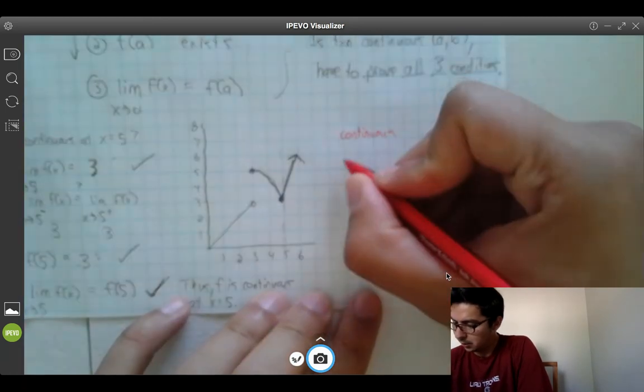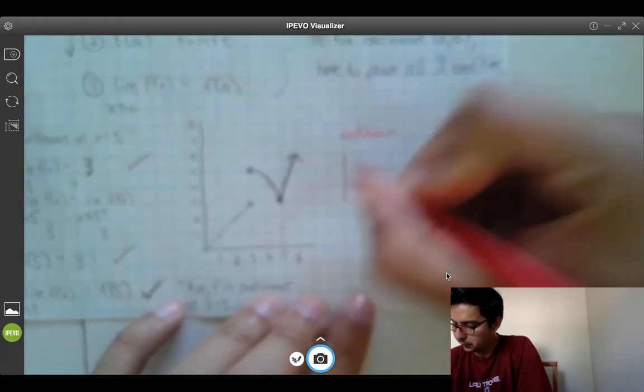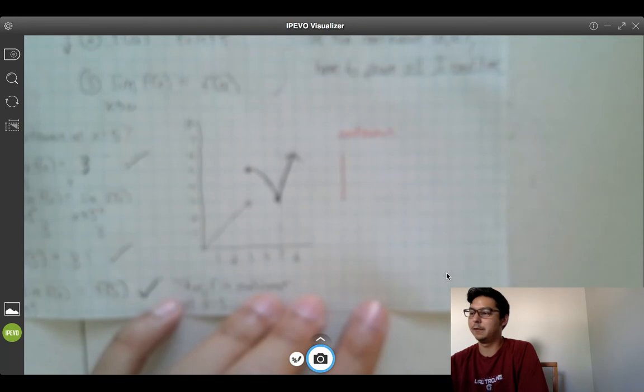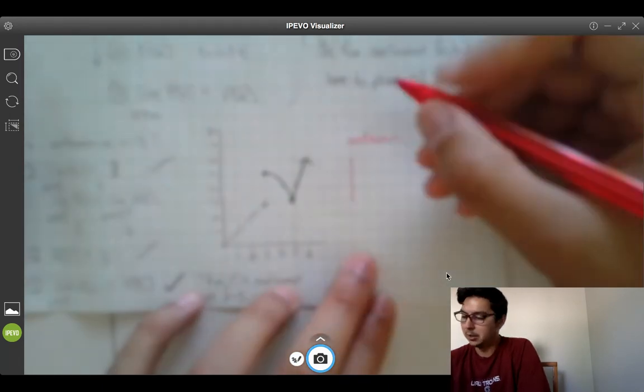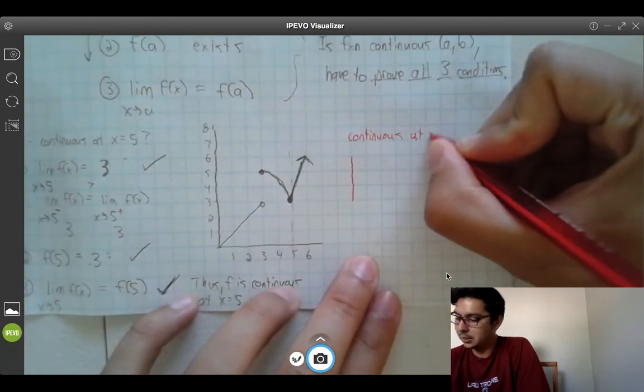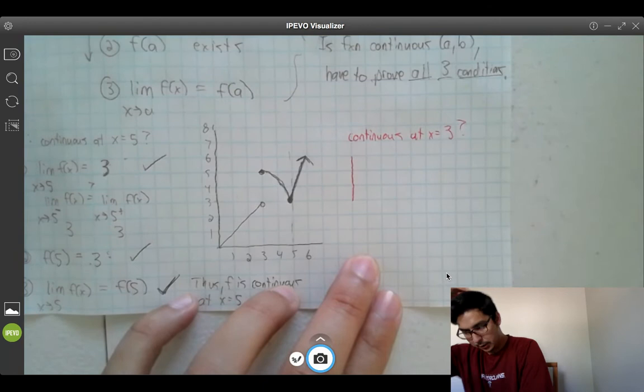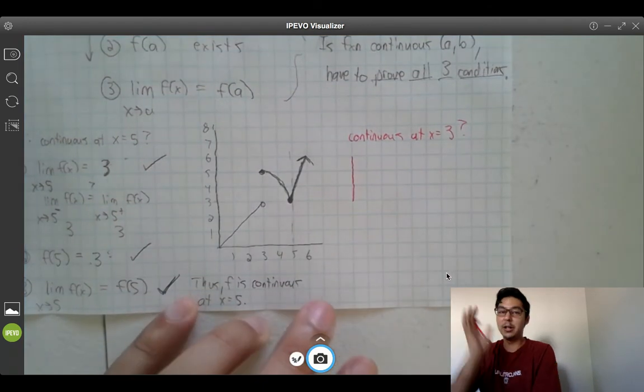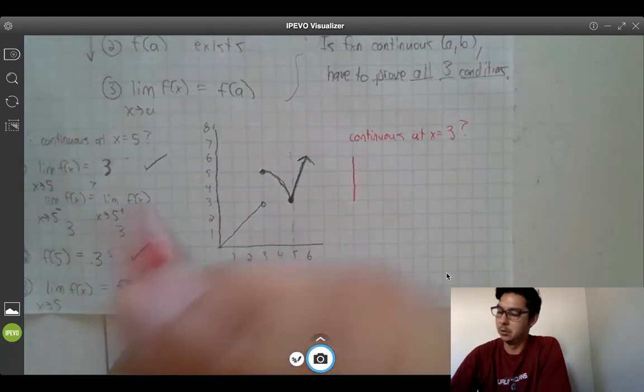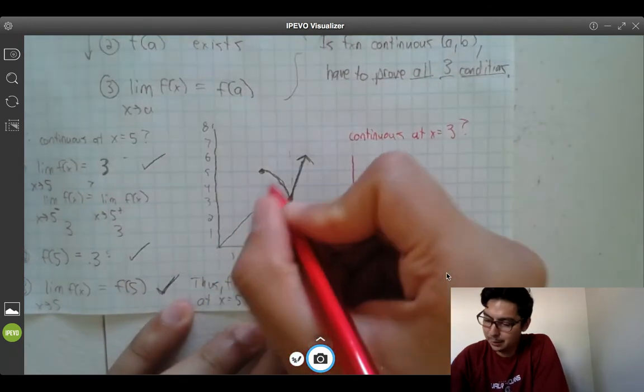What am I doing? I don't need to draw a graph. Let me refocus that. Is it continuous at x equals 3? All right. In which case, you might already know that the answer is no, because at 3, we can't keep drawing with a pencil.